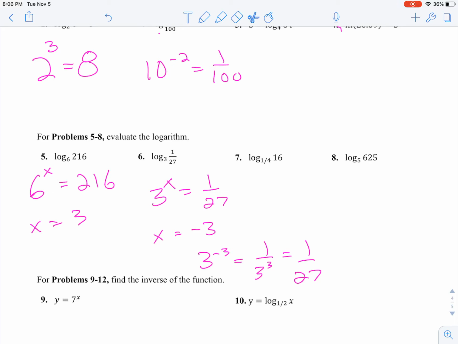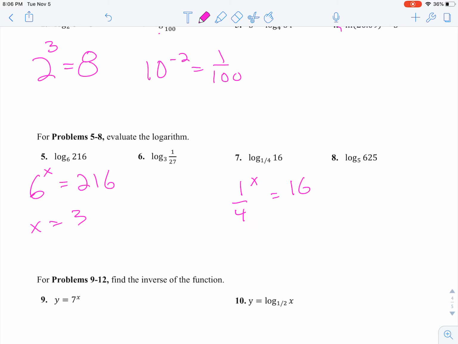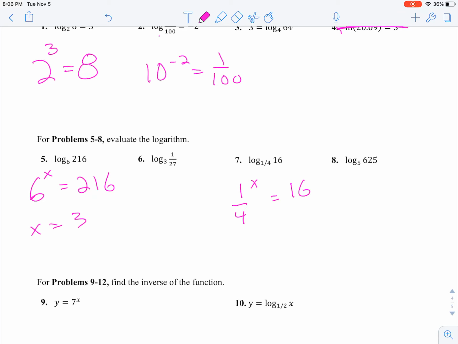I will do 7 because it is tricky. For 7, we have log base 1/4 of 16. So this means 1/4 to some power is equal to 16. I know the bigger exponent I get, the smaller number I get, right? So this must be a negative exponent answer. If I make it a -2, for example, and take this whole thing of 1/4 to the -2, that would give me 16. So the answer to this one is -2.